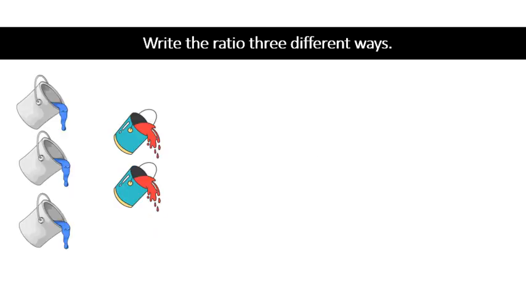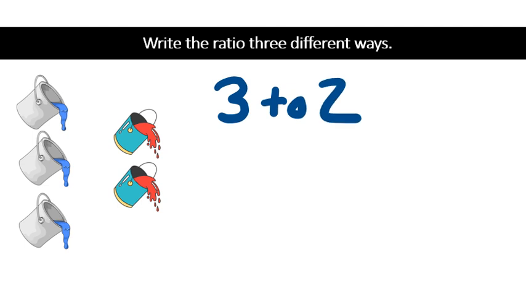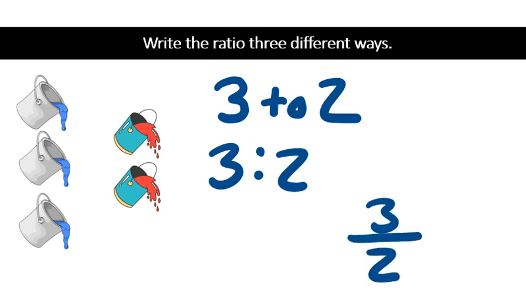Now, this also is helpful when you're mixing colors. I don't know if you've noticed, but depending on the ratio of blue paint to red paint that you mix together, you get a deeper purple or a not so deep purple, depending on the mixture. So in this case, we have a mixture of 3 blue to 2 red. So 3 to 2 is one way we can write it, or we can go 3 colon 2, or we can do 3 over 2.